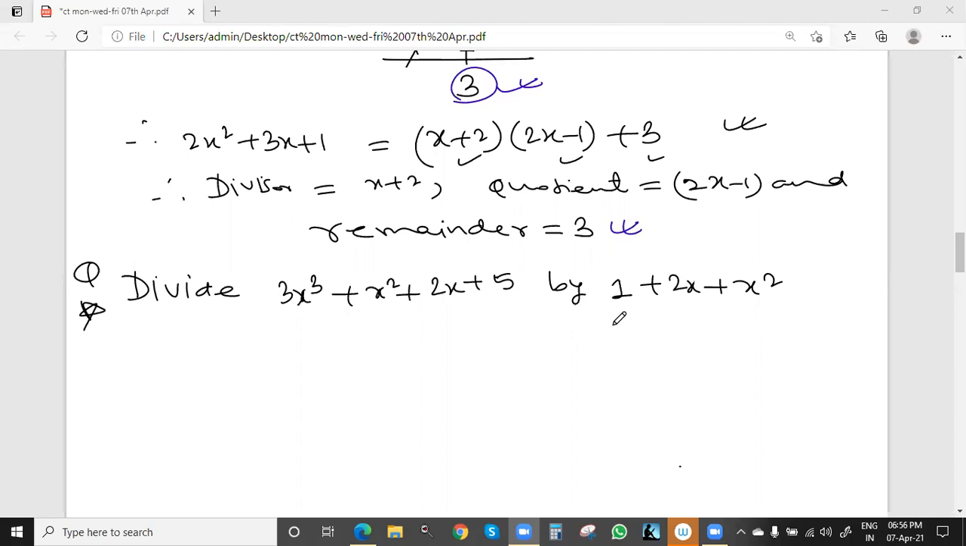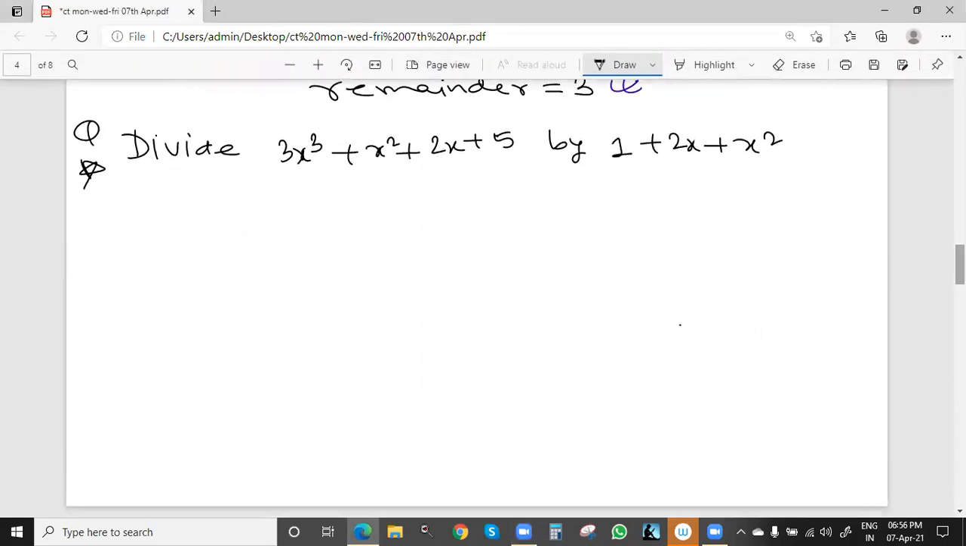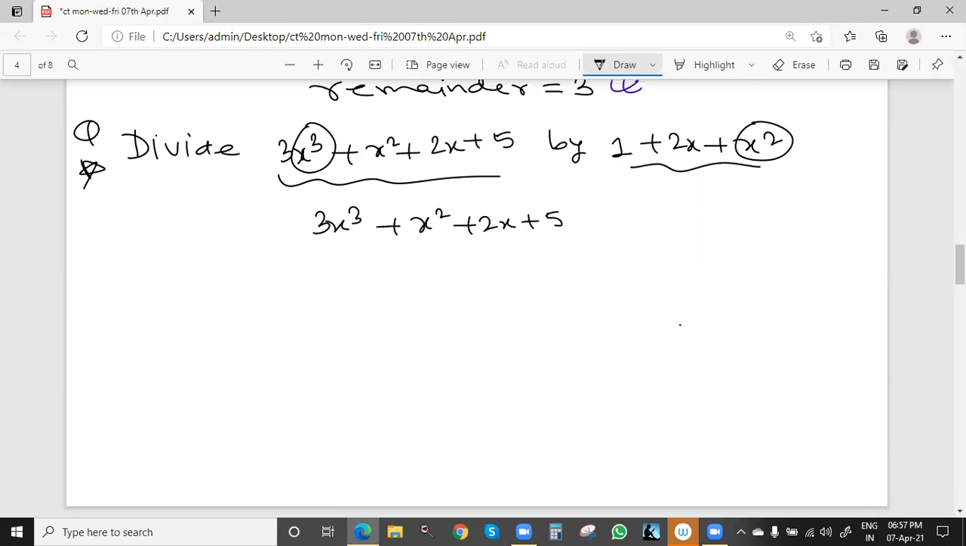Good. So now we'll see how we can solve this particular question. This is the higher polynomial, with degree 3, and the divisor has maximum degree 2. In the question it is given to divide this by this polynomial. So 3x cube plus x square plus 2x plus 5 we write as it is, and here we write in decreasing order: first x square, then 2x, then 1.